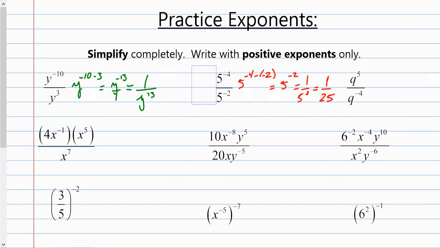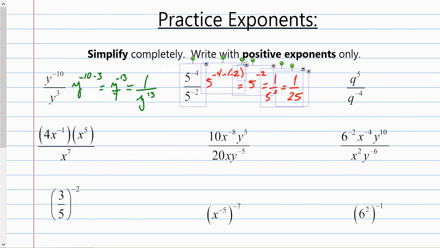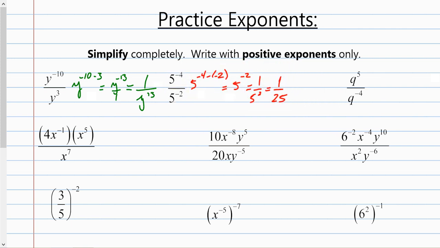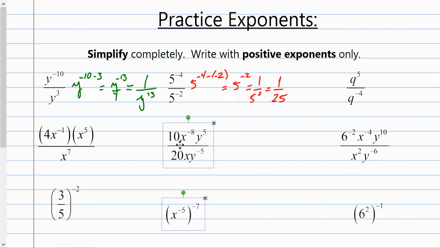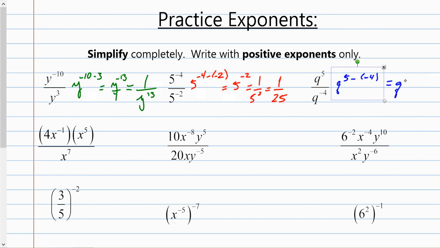Now I can tell that I'm going to run out of room as I get closer to that side of the page, so I'm just going to drag him over a little bit. Maybe drag all of these over a little bit. So for my q to the 5th over q to the negative 4th, this is going to be q to the 5 minus negative 4. And when I subtract a negative, I'm going to add. This is going to be q to the 9th. And he's happy just where he is. He's no longer a negative exponent.